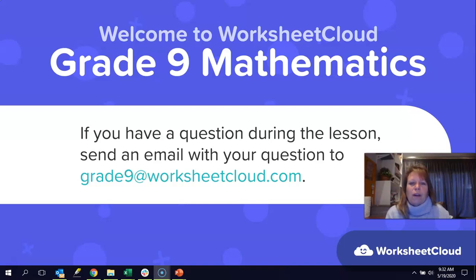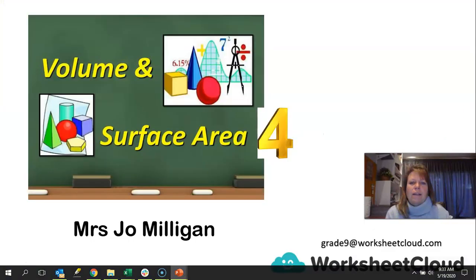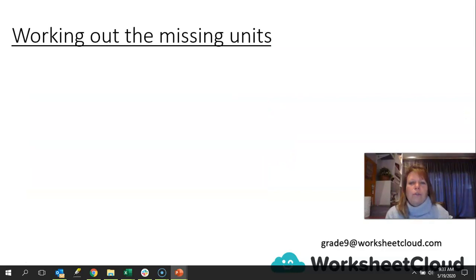Today we're going to carry on with our series on surface area and volume, and let's see what we have for you today. Okay, so it's our fourth lesson in this series, and we're going to look at how to work out the missing units, which we've touched on in our last lessons, but let's just see how we'd go.